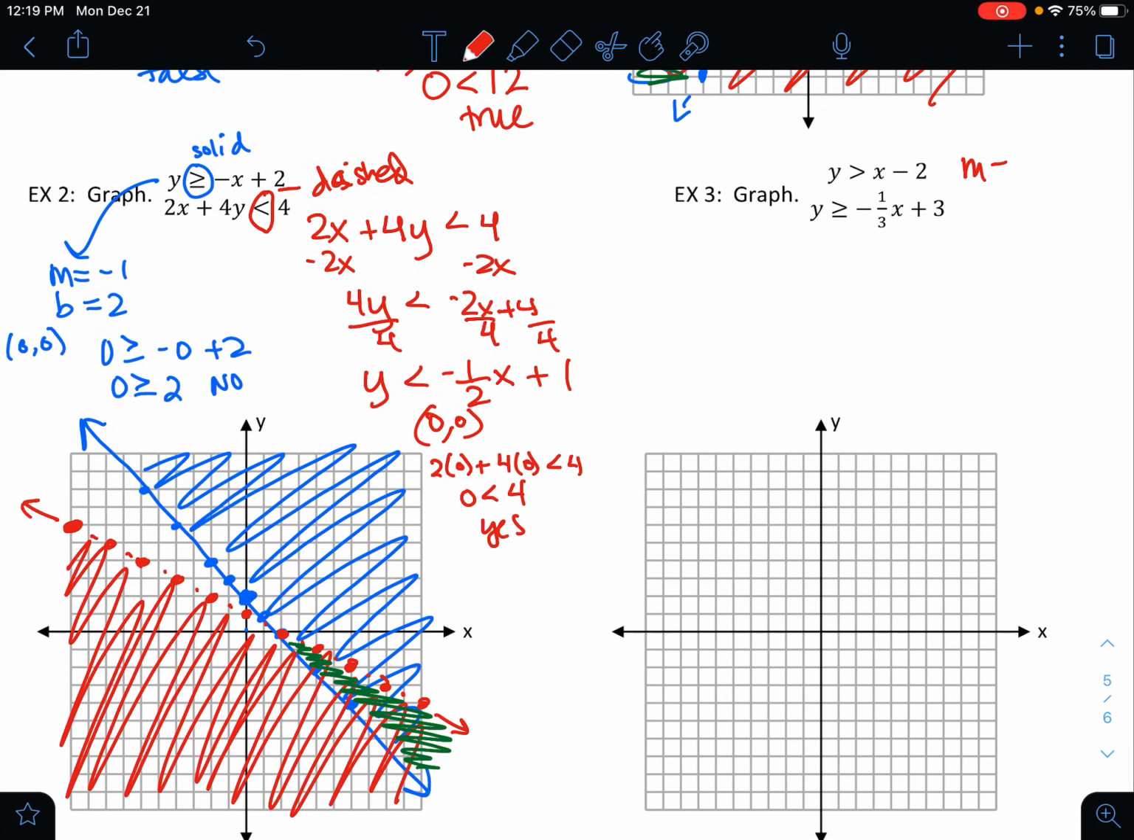Okay, these are in slope-intercept form. M is 1, B is -2. So start at -2, up 1 over 1. So let me see what I'm doing, dashed or solid next.